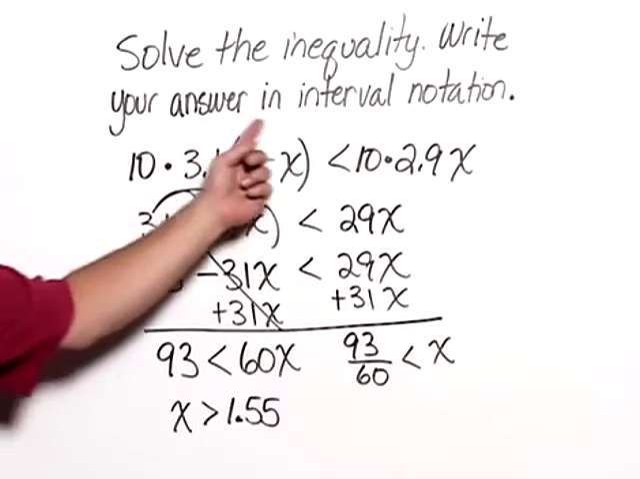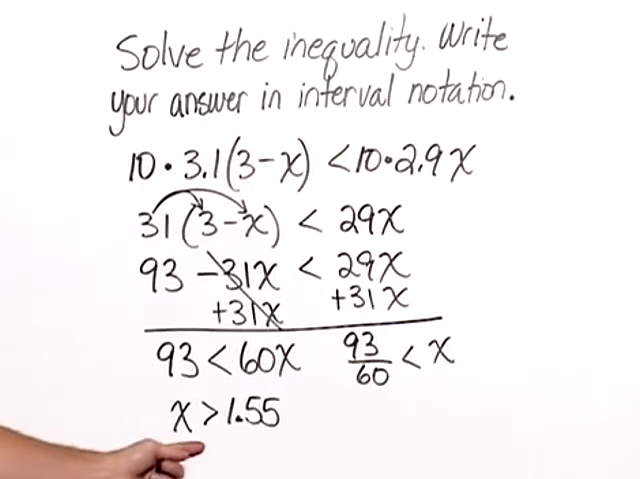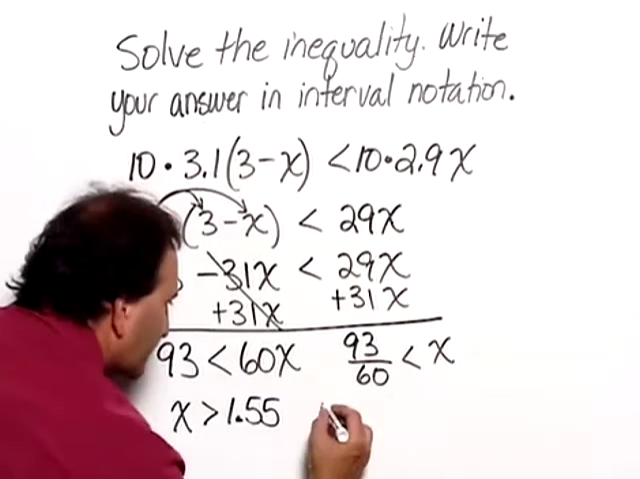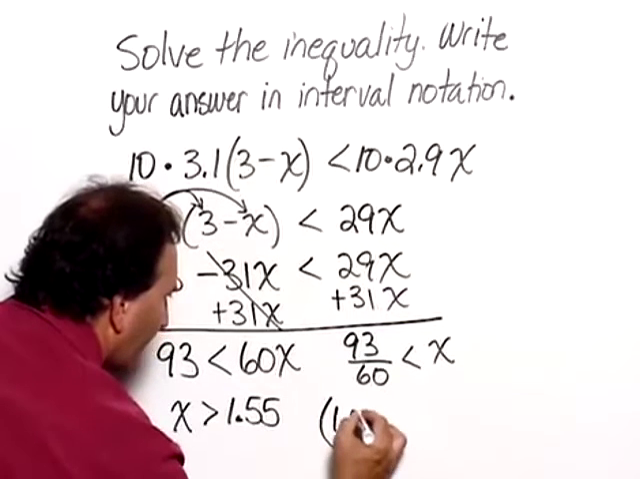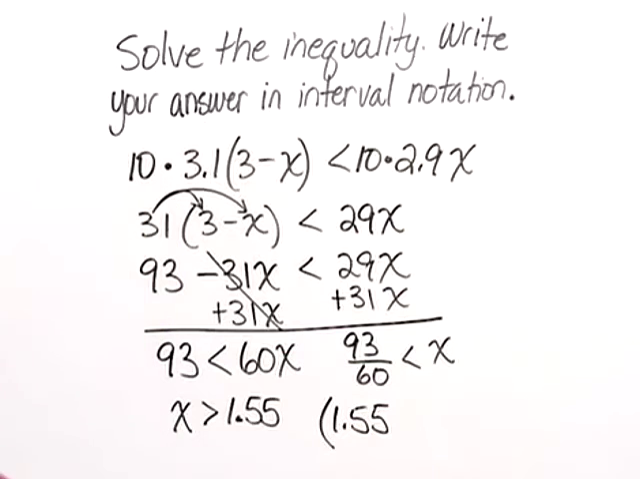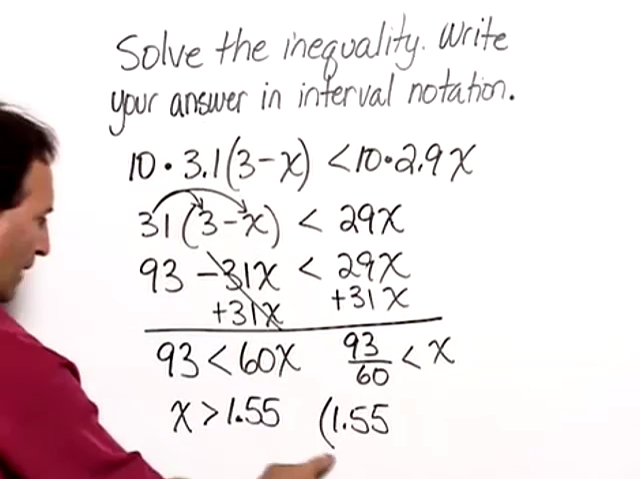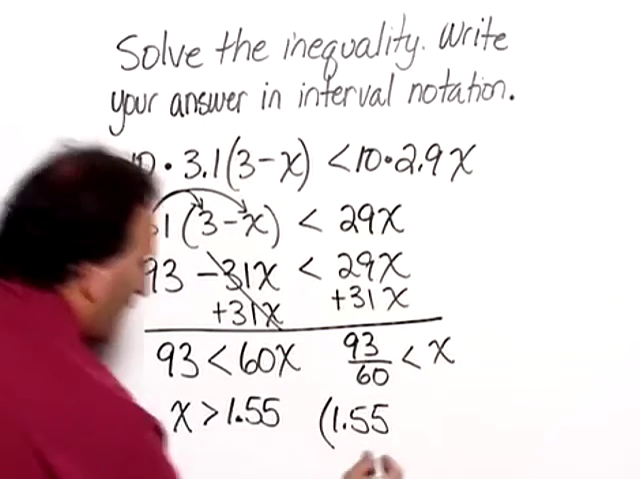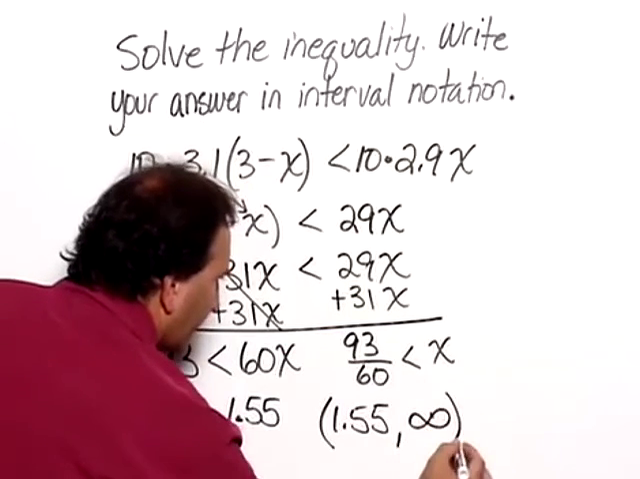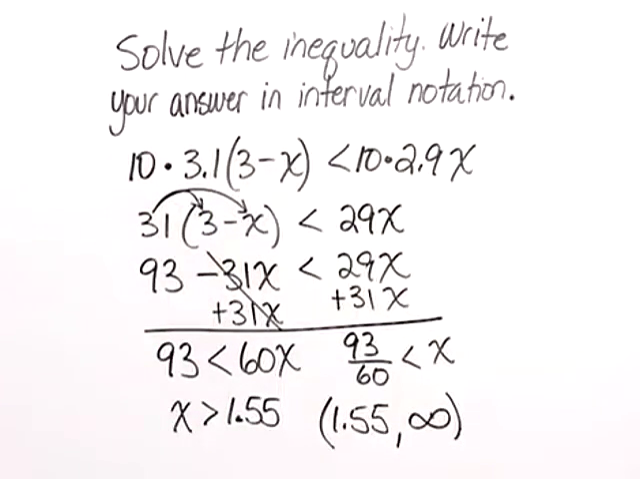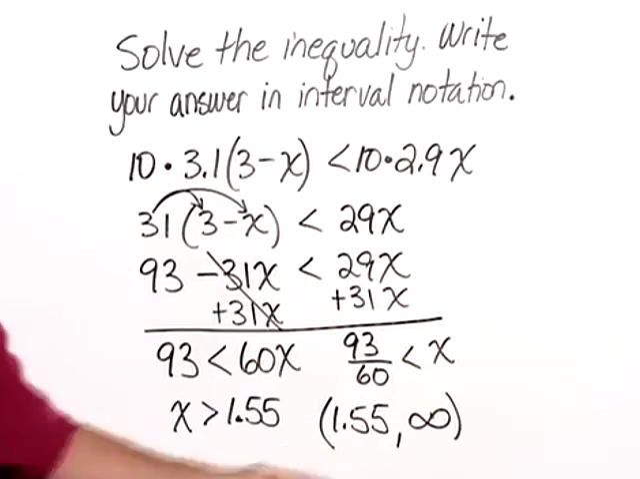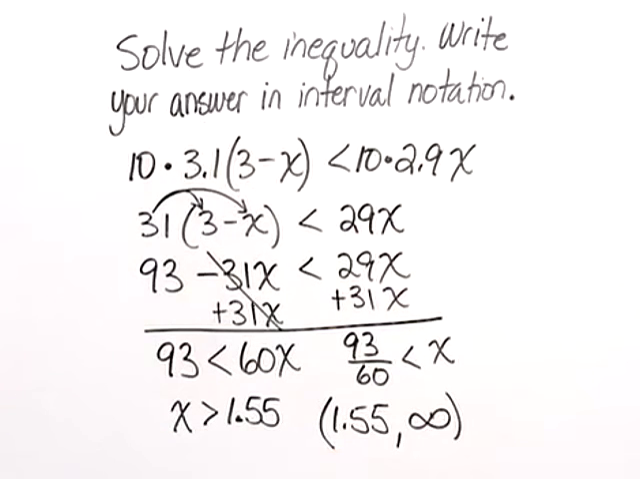Now we need to write our answer in interval notation. So if x is greater than 1.55 in interval notation, that means we start at 1.55 but do not include it. So that's why we use the parenthesis. And then that goes up through infinity, where again we close the interval with a parenthesis. So in interval notation, it's 1.55 to infinity, not including either endpoint.